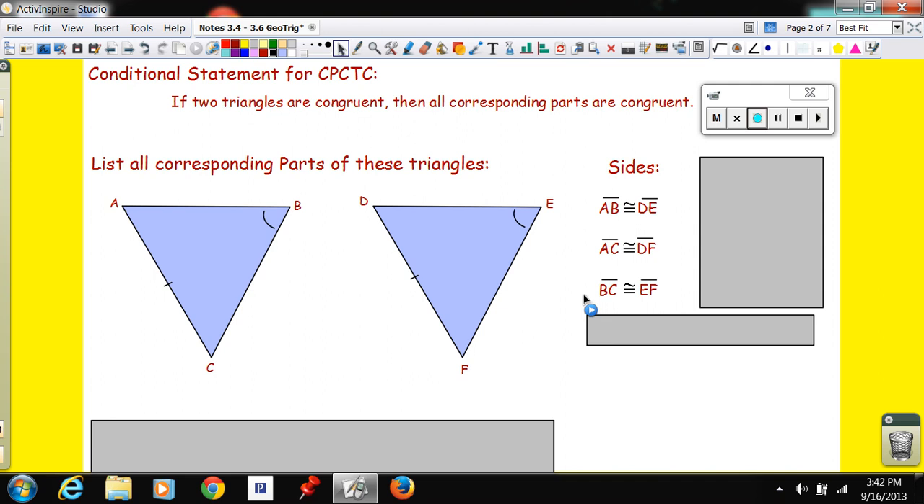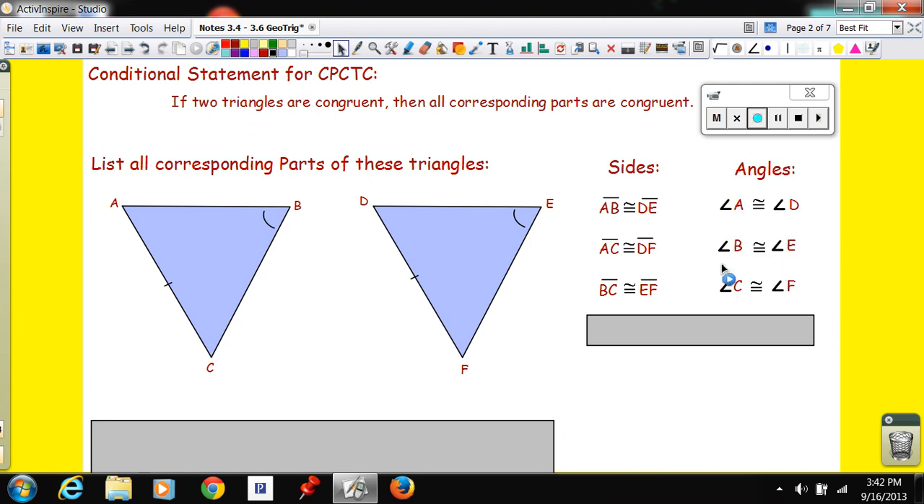If I was to put the C in front of the B, then I would have to put the F in front of the E. So order definitely makes a big difference. As far as the angles are concerned, angle A matches up with angle D. Angle B matches with E. Angle C matches with F. We can see those there.